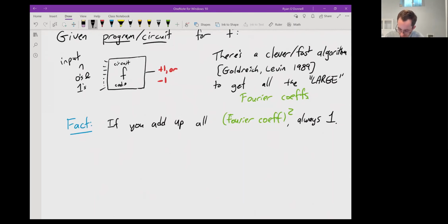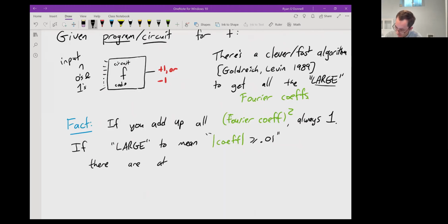And so you can say, if I define large to mean that the absolute value of the coefficient is at least, let's say, 0.01. I put the absolute value because it's also important to know not just which ones are big and positive, but which ones are big and negative. If I say this is the definition of large, then I claim you can never have too many large coefficients. So maybe somebody can tell me how to finish this sentence. Then there are always at most blank many, quote unquote, large coefficients to find.